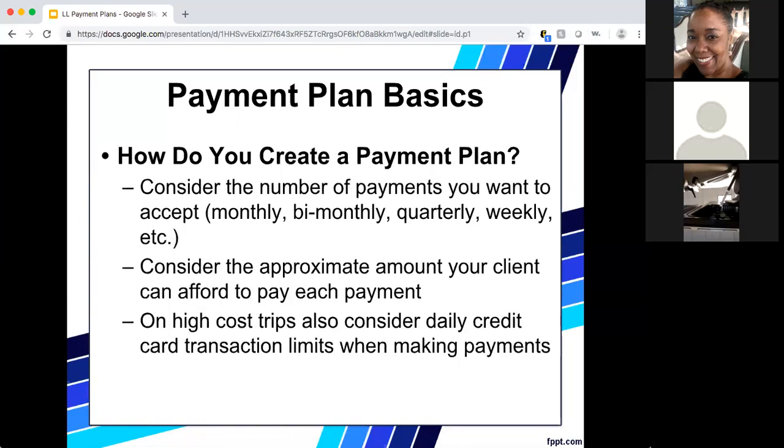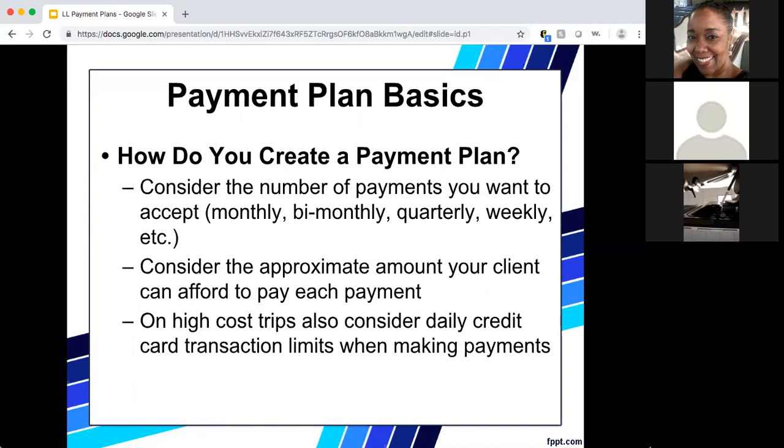So now we're going to talk about how you create a payment plan. Again, as I mentioned, there are different vendors and it'll be slightly different depending on the vendor. So hang on, we are going to cover some basic differences between cruises and vacation packages in a later slide. But here are some things for you to consider up front as the travel agent. One is to consider the number of payments you want to accept from your client.